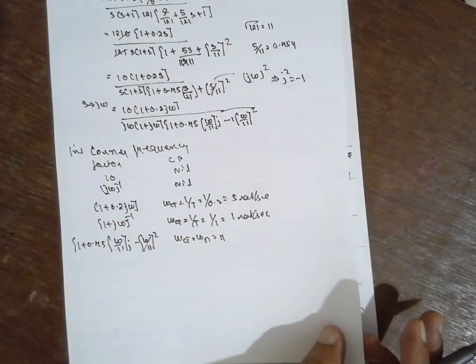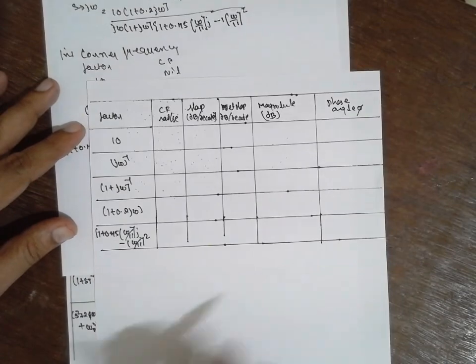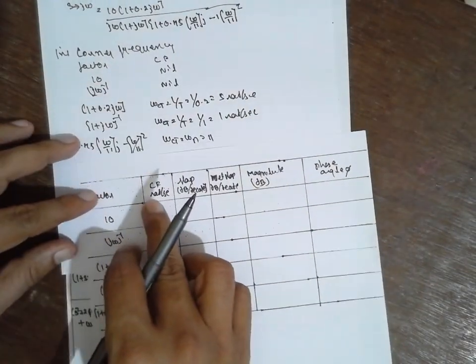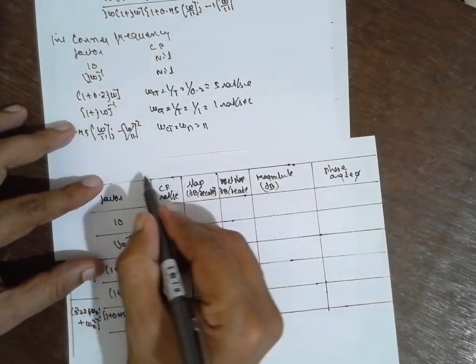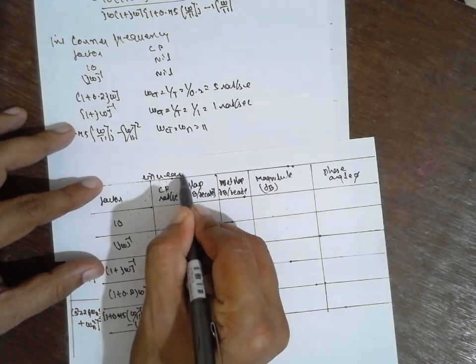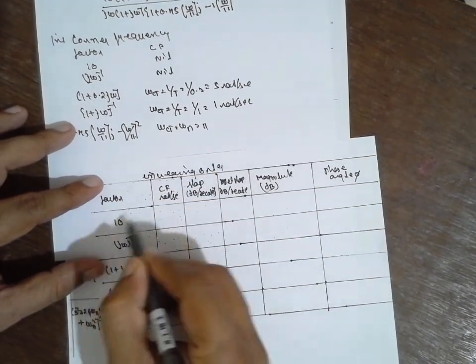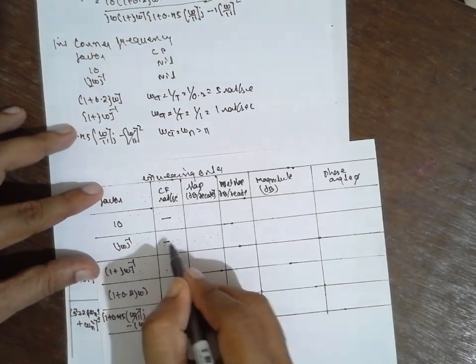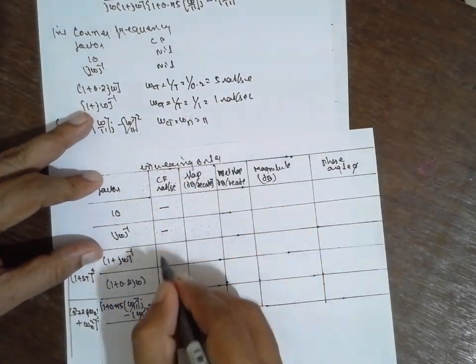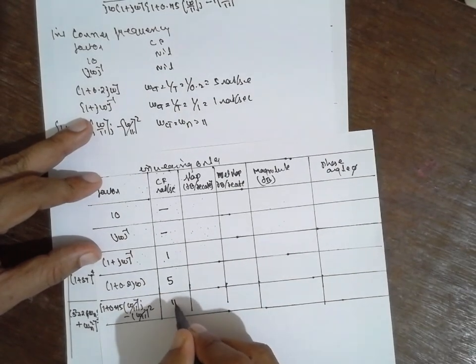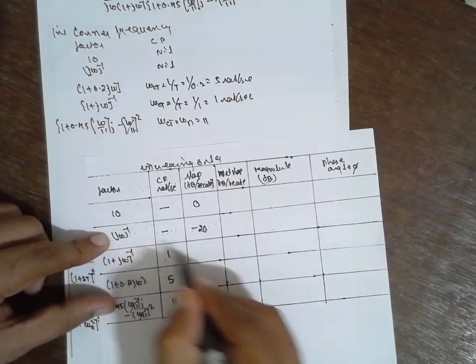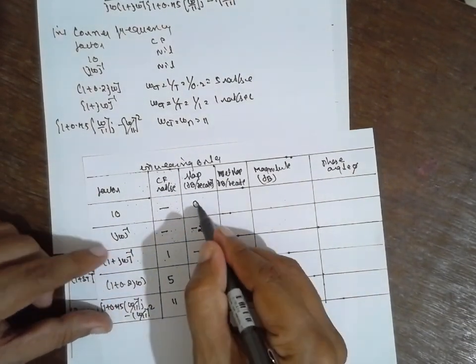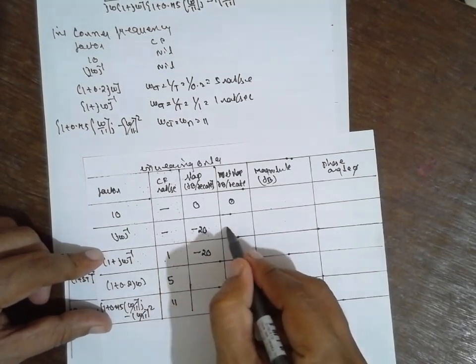Okay. Next, we are going for the table. In the table, we write the factor, corner frequency, slope, net slope, magnitude and phase. The corner frequencies must be written in increasing order. First 10, it is nil. For jω, it is nil. Then the first one is 1, next is 5, then 11. The net slope for the first one is 0, minus 20, because it is in the bottom. This is also minus 20. Now 0 minus 20 will be minus 20.